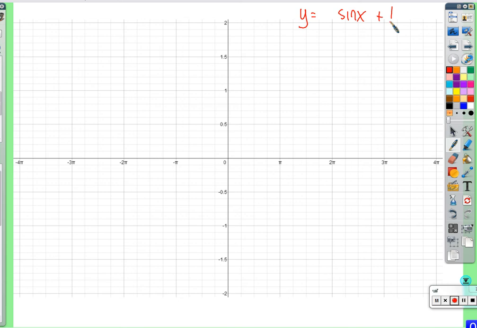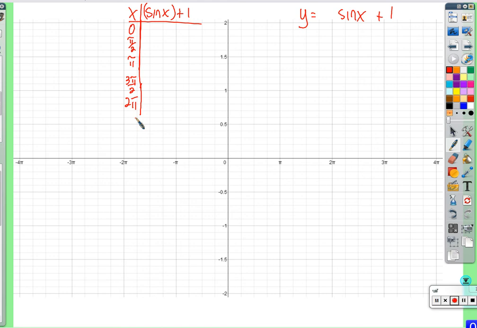Okay. So if you're really good about this and think through everything, then you don't need a table, but I think a table is a really helpful thing to make. So let's make a table so we don't mix anything up. Start with x, then plug that into sine of x, and then we'll add 1. We're not going to add 1 to x and then take the sine. We'll start with 0, then pi over 2, pi, 3 pi over 2, and 2 pi.